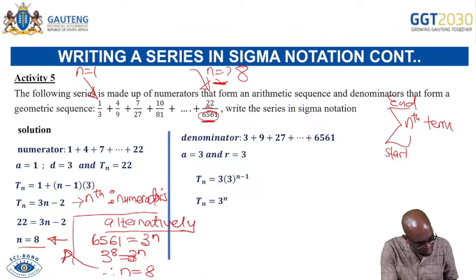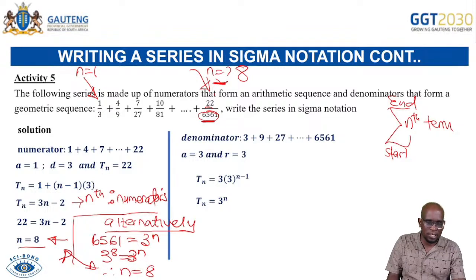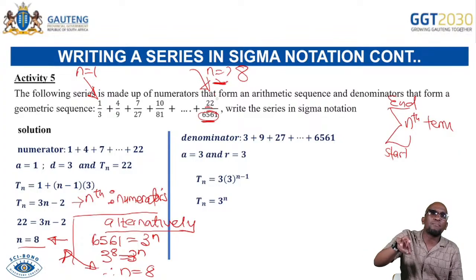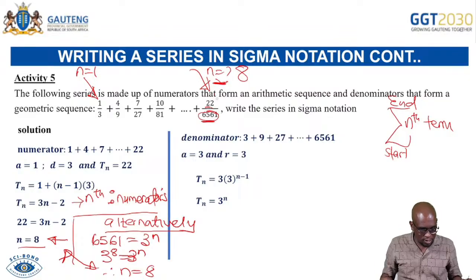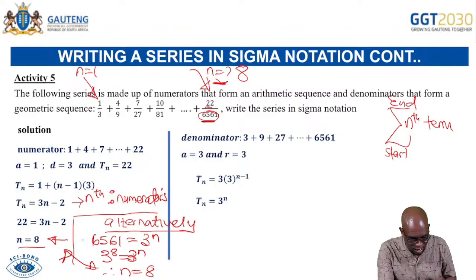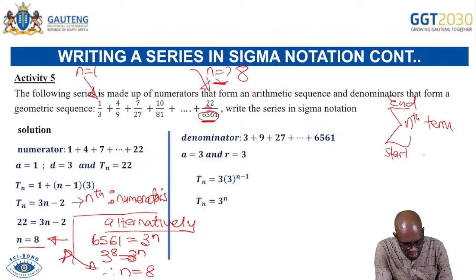You see, it does not matter whether you use numerators or you use denominators, because both of them are in the same position. You are going to find that the value of n is the same. So we know where we started. We know that we started with n is equals to 1 and ended with n is equals to 8.